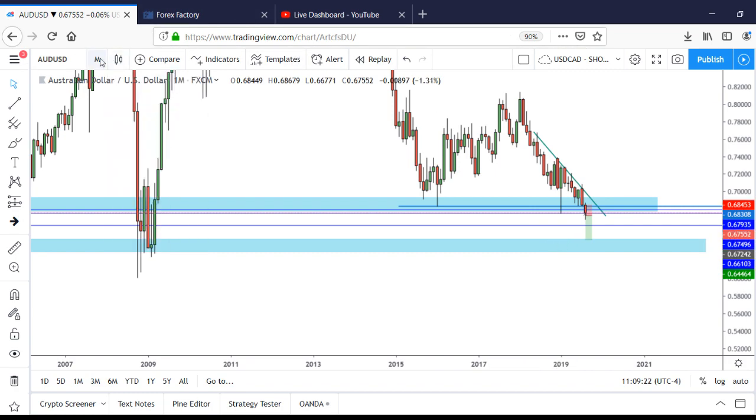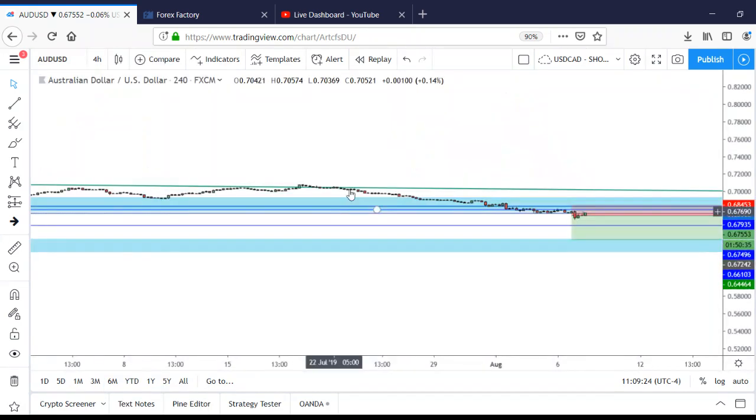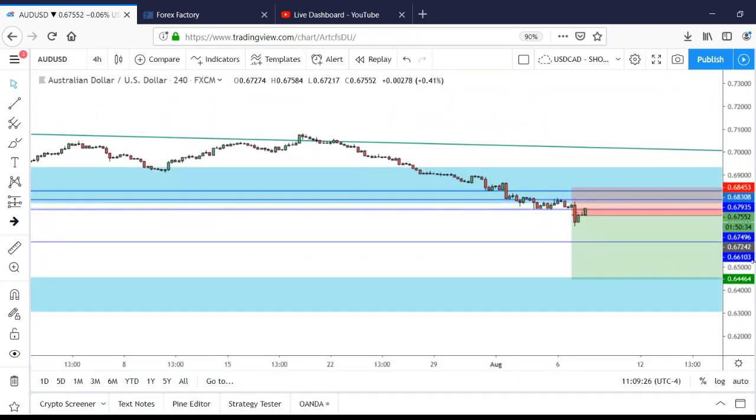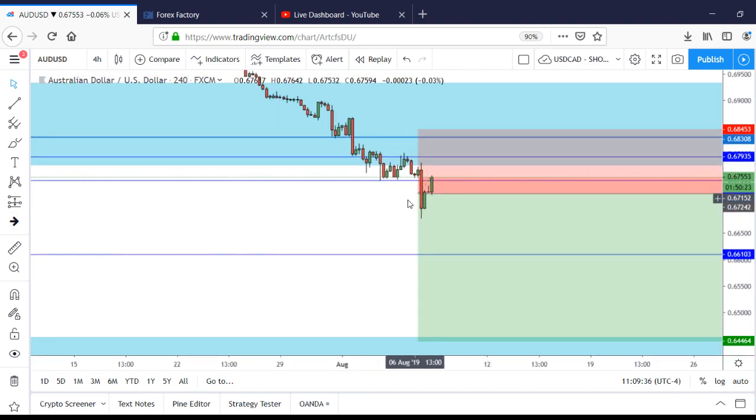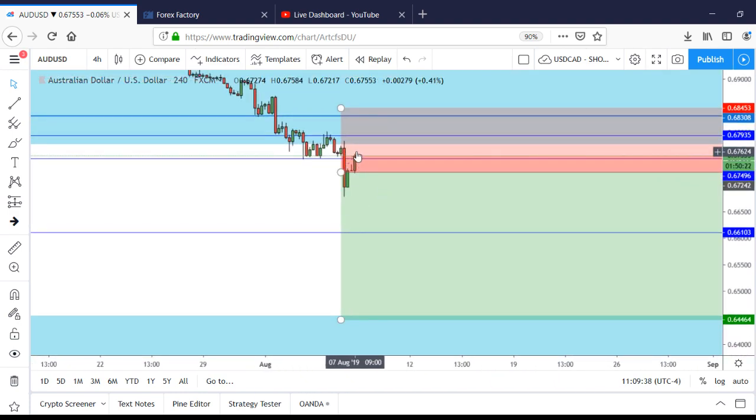And after this miniature retrace, I do see Aussie going further down. Tomorrow, which is Thursday, Lowe is going to be speaking about the monetary policy, which I believe he will confirm the rate cut, and maybe that will be the catalyst for our next move down to our first official profit level, 0.66103. So that's Aussie. Let me just check the chat real quick.